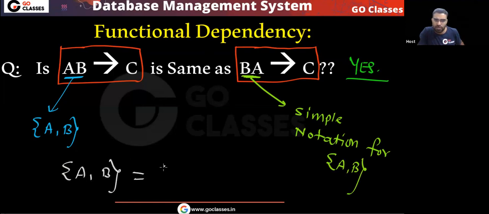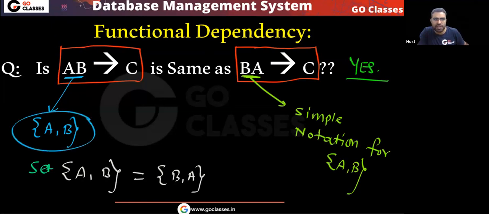The set A comma B is the same as the set B comma A. These two sets are the same, because in a set, order does not matter. So it is a very simple point. Remember this, that this is just a convenient notation, a simple notation for the set containing A and B.